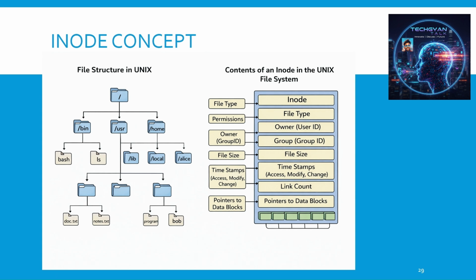Contents of an inode in the Unix file system: file type, permissions, owner user ID, group ID, and next the file size, and timestamps for access and modification, and link count, and pointers to data blocks.